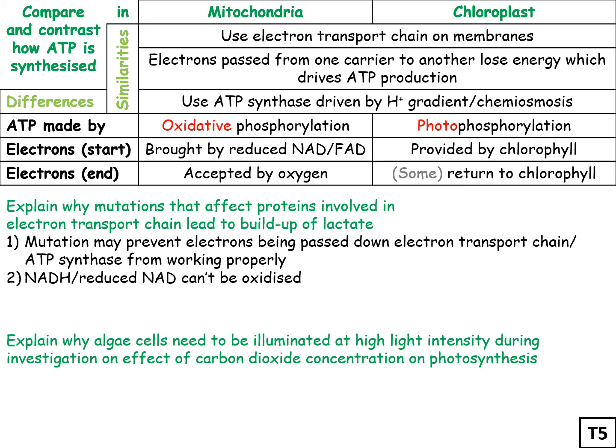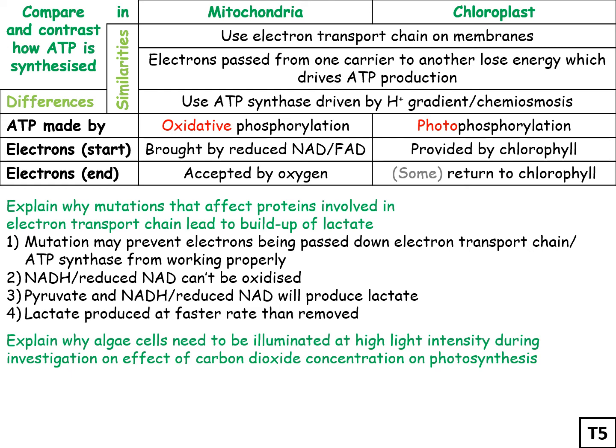And because of this, NADH, or reduced NAD, can't be oxidized. It can't be oxidized because there's no oxygen available as the final electron acceptor, and you therefore need the NADH, or reduced NAD, to be oxidized by something else, because it can't be used in oxidative phosphorylation. So instead, pyruvate gets reduced, and when pyruvate is reduced, it produces lactate. That lactate is produced at a faster rate than it's removed. So in other words, it builds up.